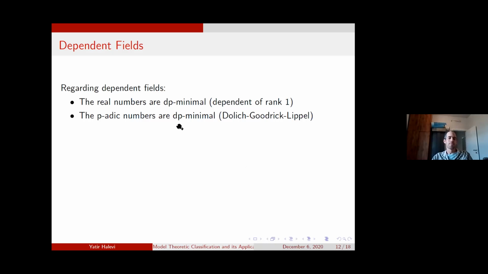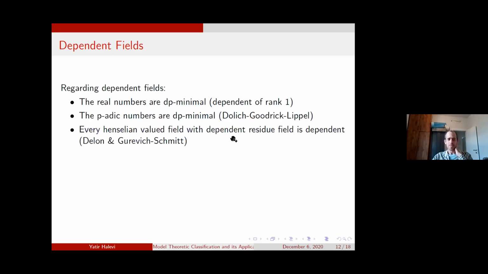Much more recently, the periodic numbers were also shown to be DP minimal by Dolic, Goodrich, and Lippel. We know that every time you have an Henselian valued field, what is a Henselian valued field? We call this a valuation. And this valuation is called Henselian if there's only one way to extend it to every algebraic extension. Equivalently, there's a way to lift simple roots of polynomials from the residue field to the field itself.